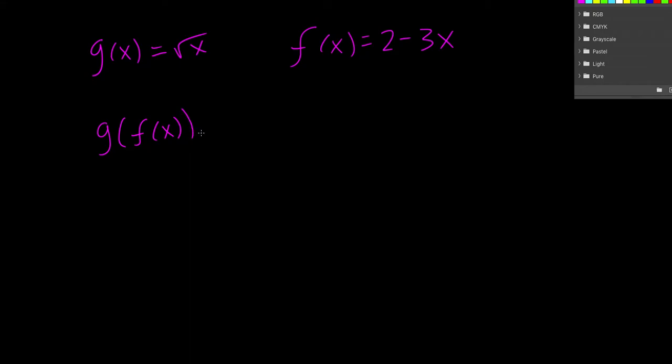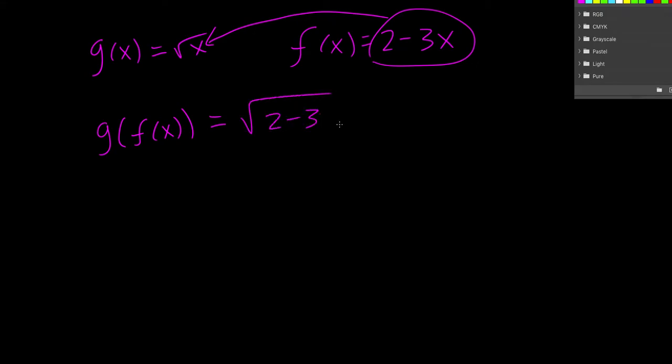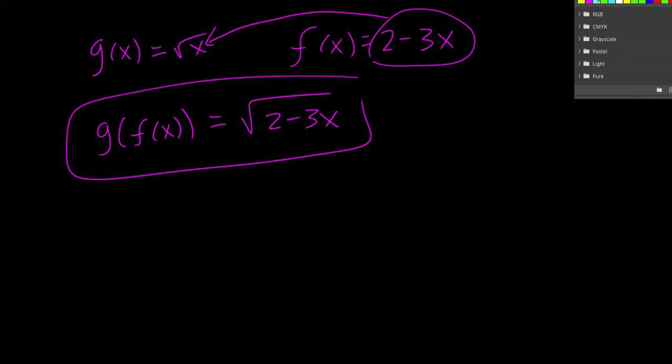What we're going to do is take this and plug it in here. And so we get the square root of 2 minus 3x, because f is inside of g, so we take everything in f and plug it in for the x inside of g. And so that's the first piece.